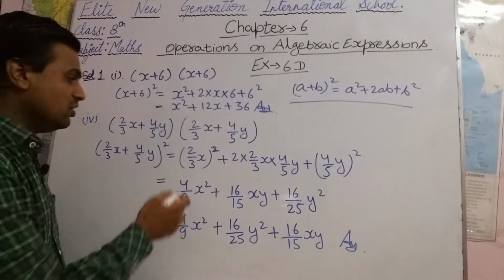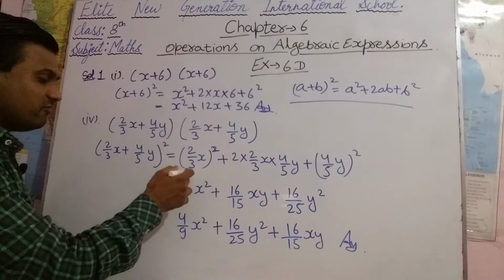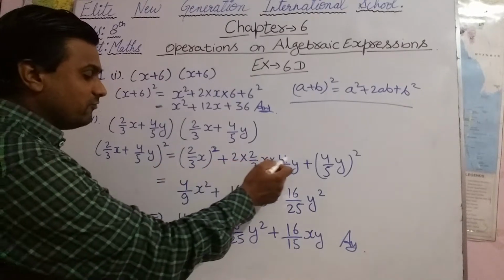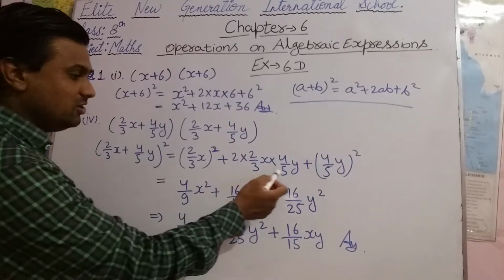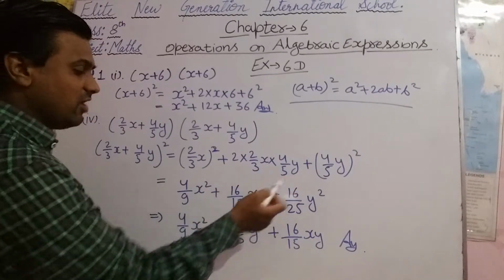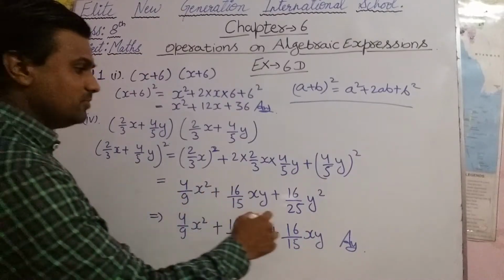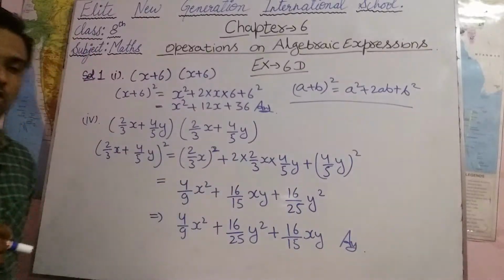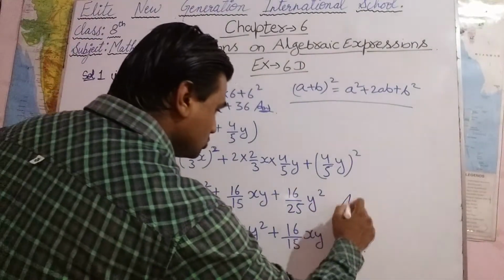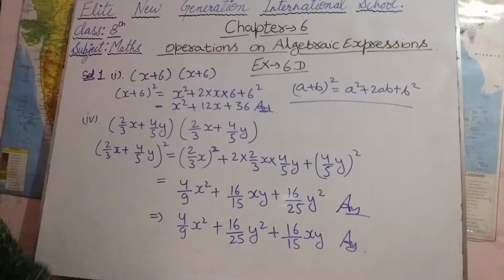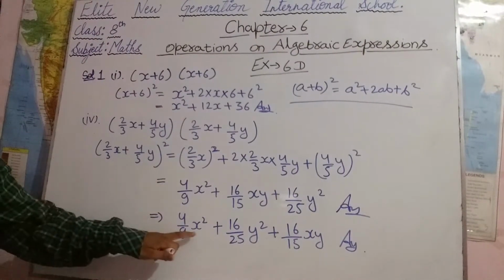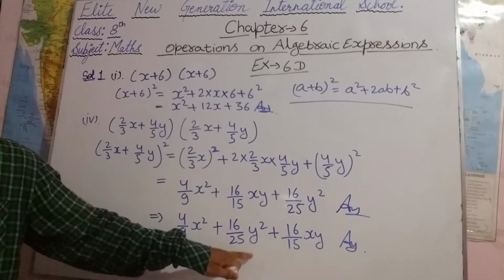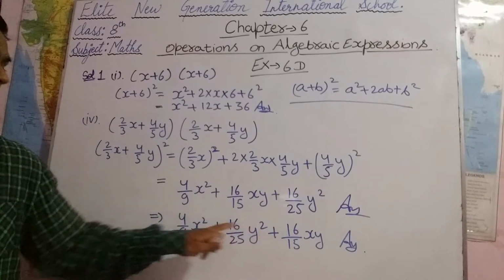Now by solving it, (2 upon 3) square will be 4 upon 9, x square. Here 2 into 2 into 4 and 4 into... will be 16 upon 3 into 5 will be 15. X into y we can write xy. Now plus (4 upon 5y) whole square will be 16 upon 25y square. You can write it, this is also the answer, and we can write it in this way also: 4 upon 9 x square, after this 16 upon 25 y square, because these have the same degree.